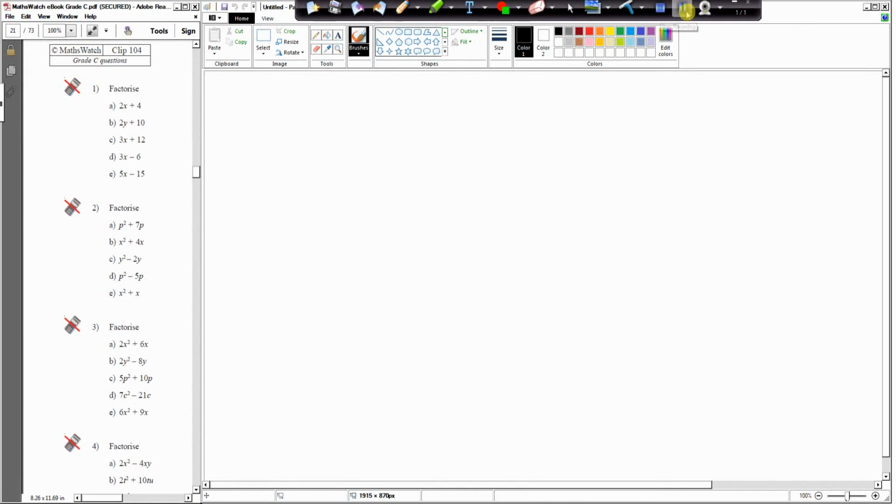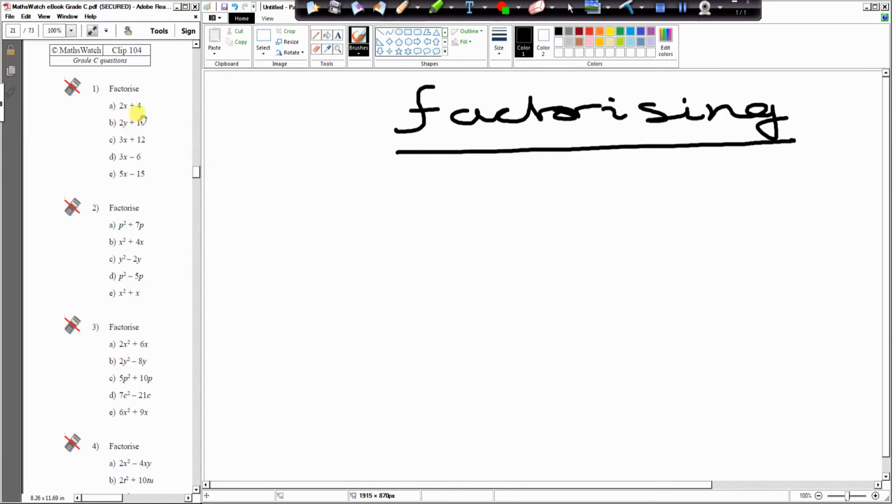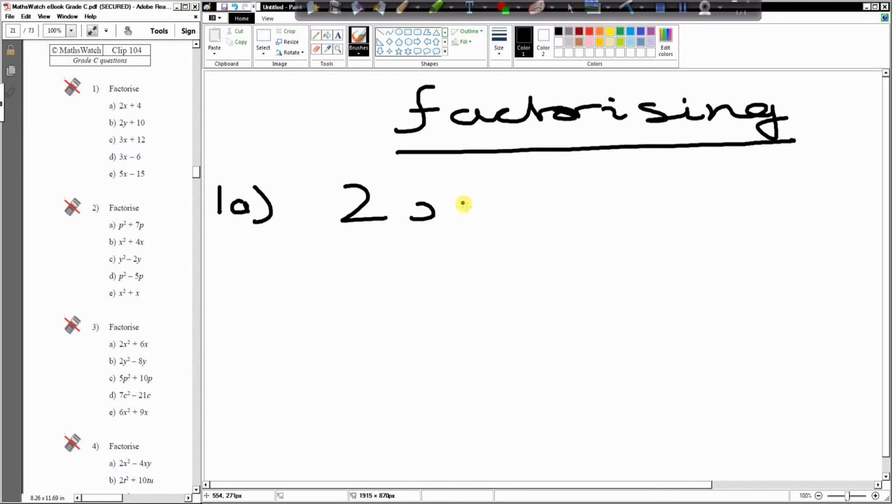Okay. Now, let's have a look at something nice and straightforward. Question number 1A. Question 1A is 2x plus 4. Now, when we do factorizing using common factors, this technique is using the common factors technique.